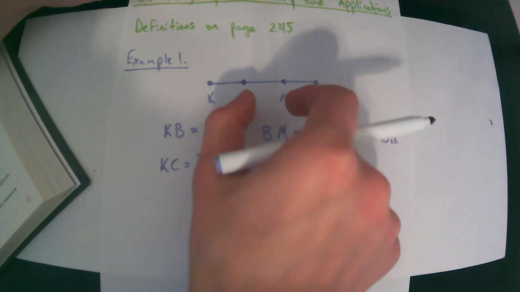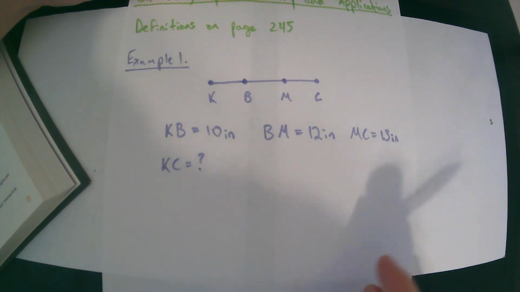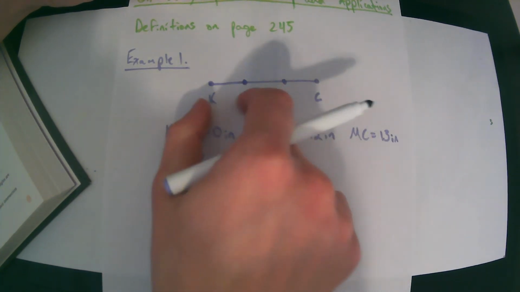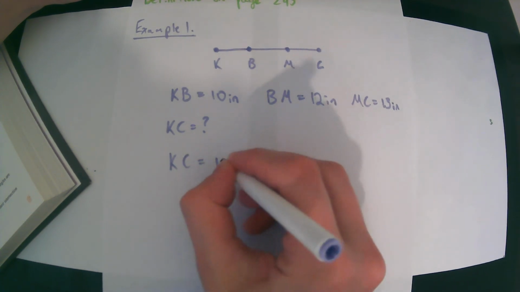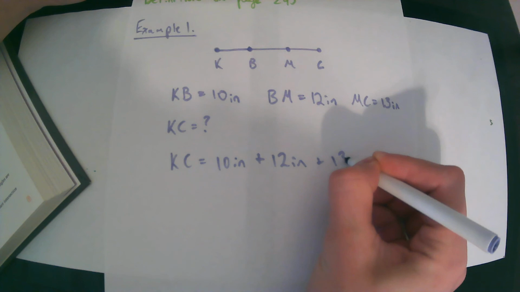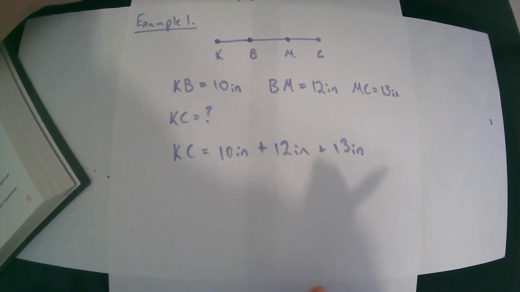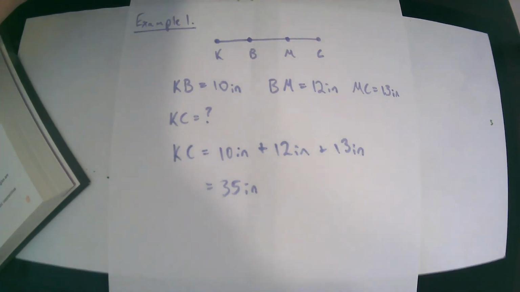So KB is 10, BM is 12, MC is 13. How long is KC? Well, KC is made up from those three smaller line segments, so the measure of KC is 10 plus 12 plus 13. Okay, easy enough. Not too much more to say about that.